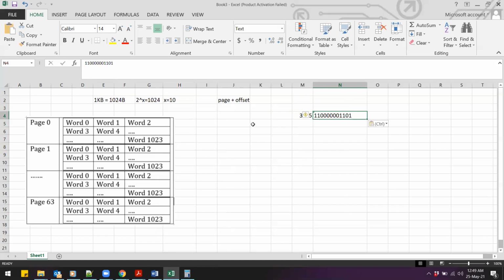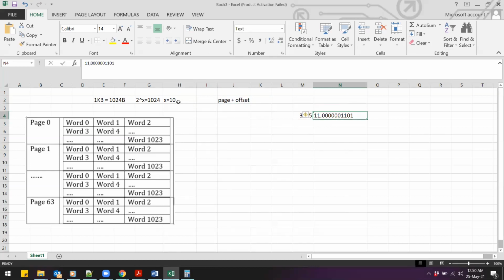Now we know that the offset is 10 bits from here. So we'll count 10 bits from behind because the first part is the page number and second part is the offset. So the last 10 bits is the offset. So we'll count 10 bits. 1, 2, 3, 4, 5, 6, 7, 8, 9, 10. I'll put a comma over here just to separate the page number and the offset. Now the part after the comma is the offset, and the part before the comma is the page number. Because the logical address is made up of two parts, page number and offset.